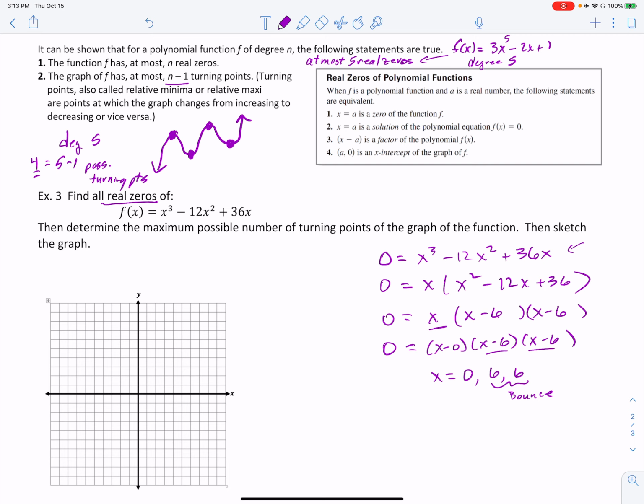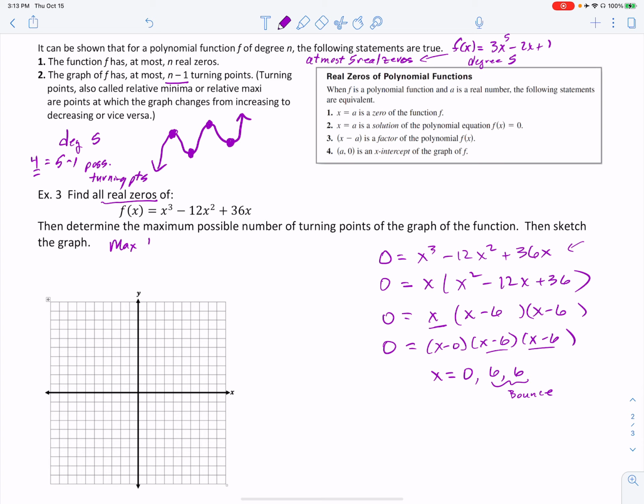All right, so the maximum number of turning points is n minus 1. The degree of this is 3. So the maximum number of turning points is 2.